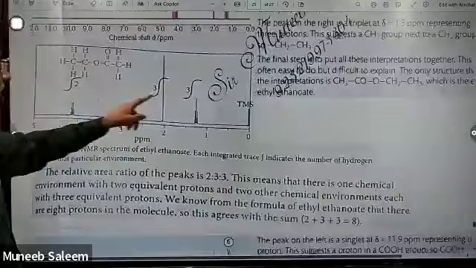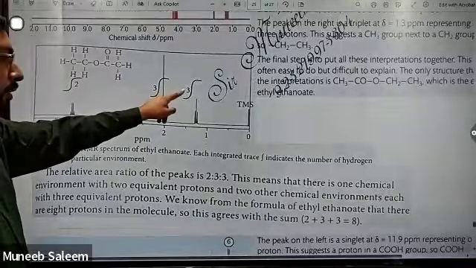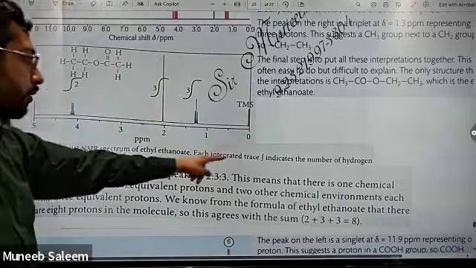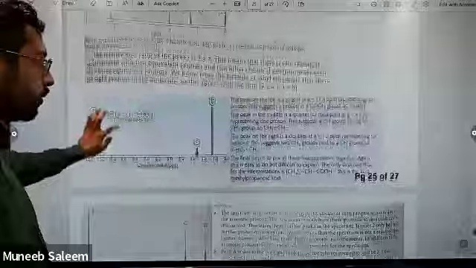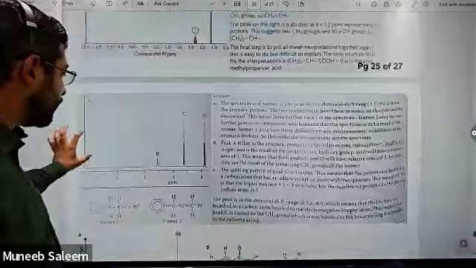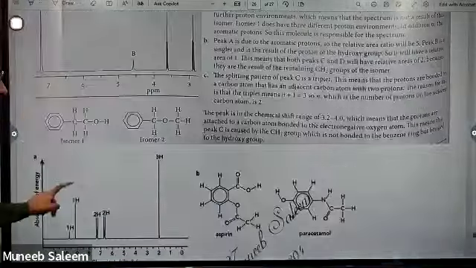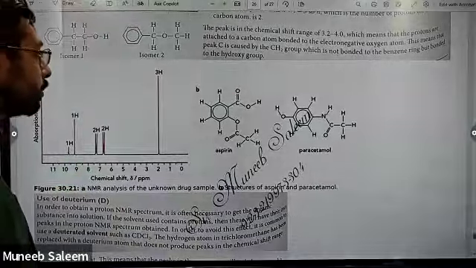The same way, the integration signs are indicated here, or you can say the trace indicates the number of the hydrogen atoms. So that was all about the splitting of the hydrogen atoms. One thing which is now left is the benzene compounds.